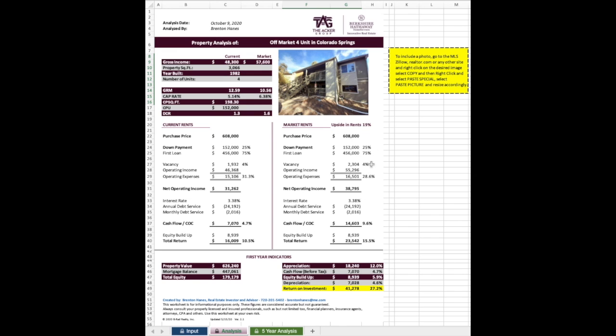We're allocating on a percentage basis, operating expenses, and leaving our net operating income, our NOI. Here's our debt service, unchanged. So we're looking at just over $14,500 a year, almost just over 9.5% return on our money invested, and our total return 15.5%. This is not a bad deal.